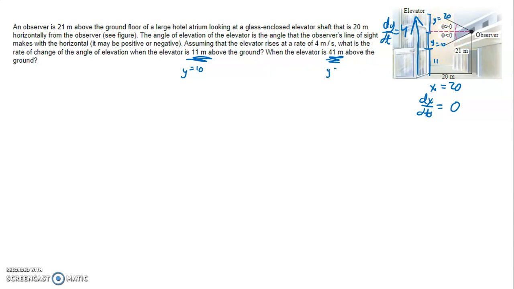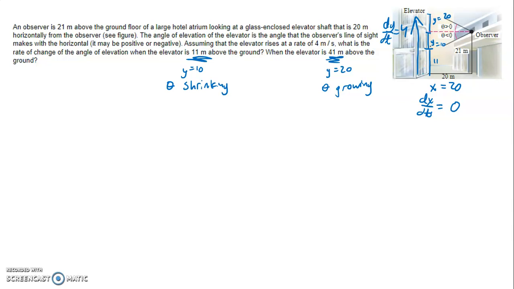So for the first part, we're going to use y equals 10, and the angle will be shrinking. So theta is shrinking. And then for the second part, we're going to use y equals 20, and theta will be growing. All right, so let's take a look.